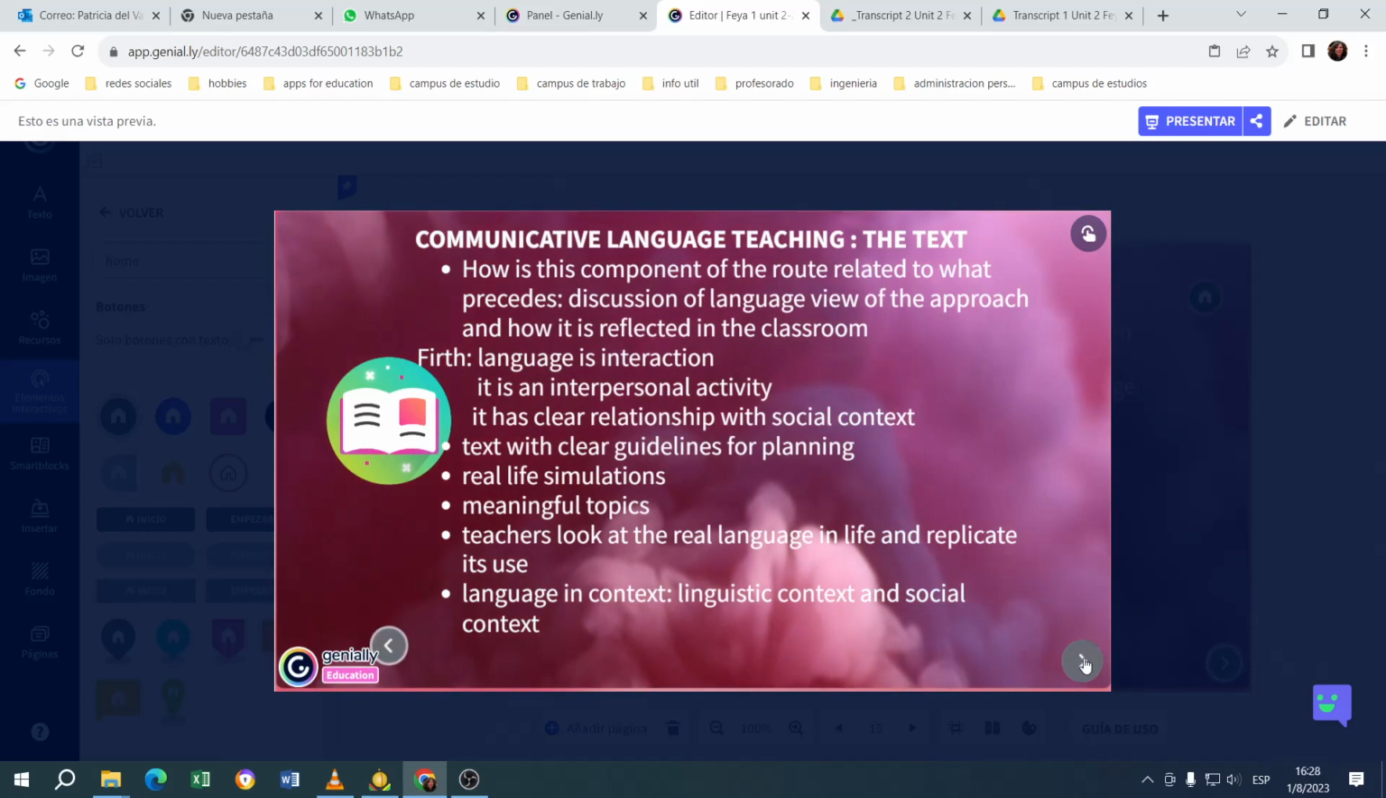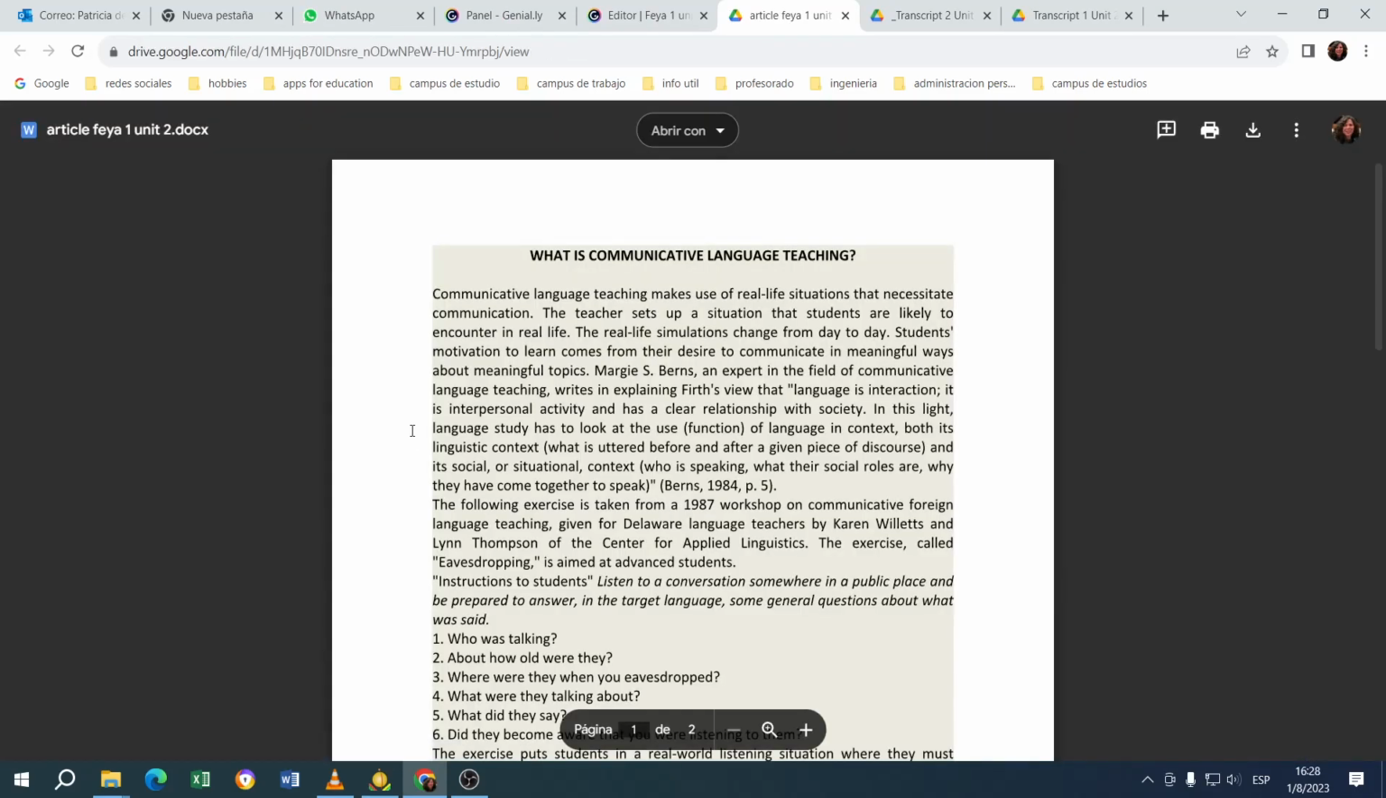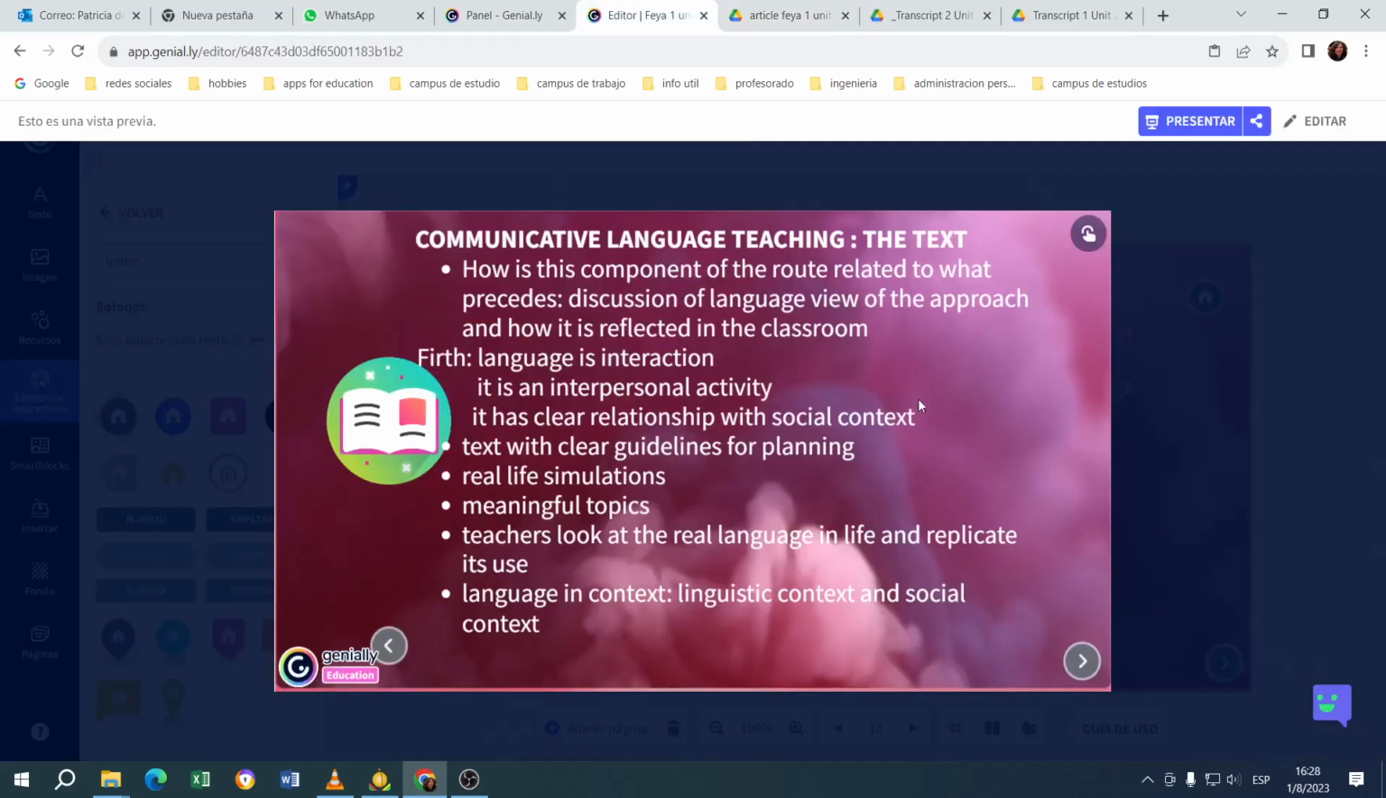Another thing you were expected to do was read a text. I'm talking about this text as part of the lesson route, What is Communicative Language Teaching? And this is an interesting text because in a very short and simple way, you learn key aspects about the approach. But how is this component of the route related to what precedes?